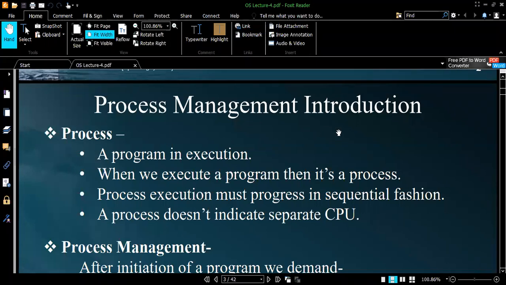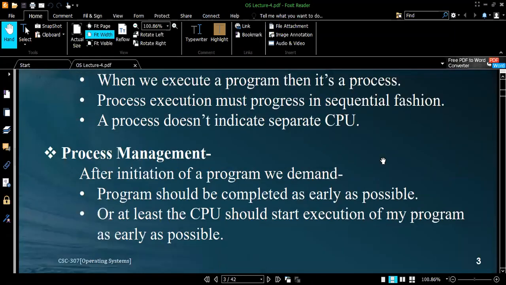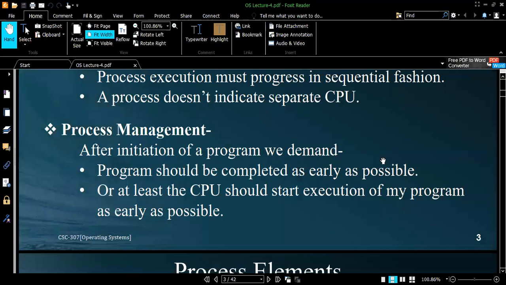A process doesn't indicate a separate CPU. Whenever you're running multiple programs, that doesn't mean that you have multiple operating systems or multiple CPUs. You have only one operating system and one CPU that is somehow handling multiple processes at the same time.